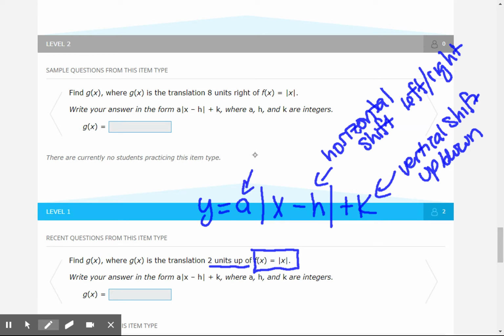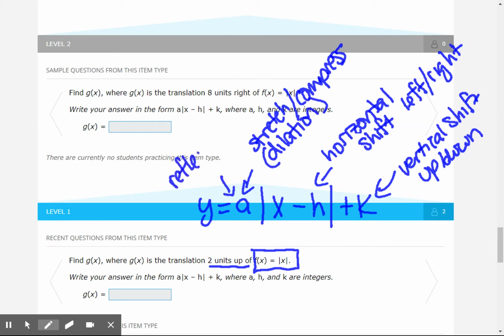The A, the factor, talks about two different types of things. One is if it's a stretch or compress, and both of them are considered a dilation. And then the other would be a reflection across the x-axis if it is negative. So those are all the different types of translations or transformations of a parent function.